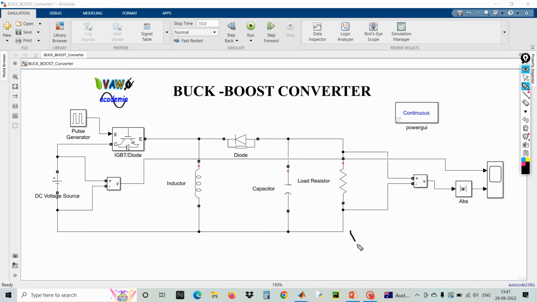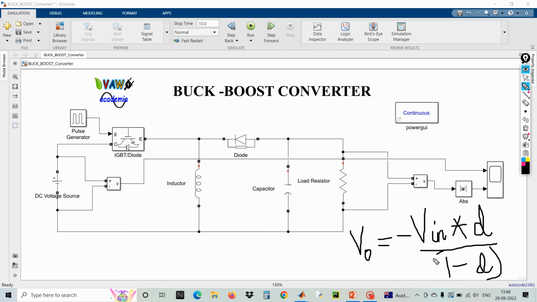I can say that the output voltage is equal to minus Vin into duty divided by 1 minus D.